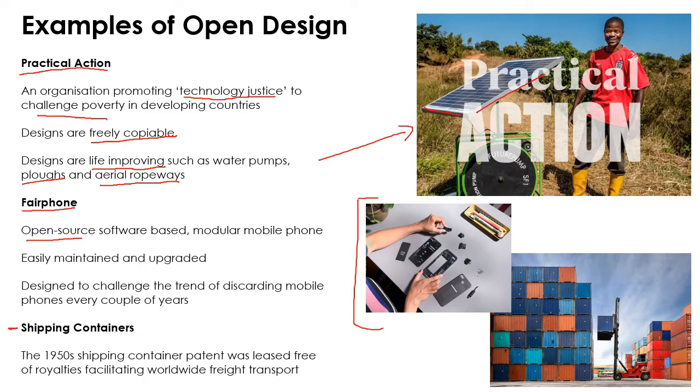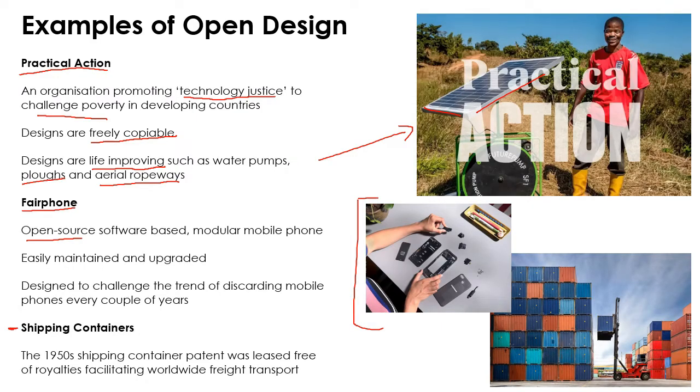And the last example, this one, shipping containers, which is really interesting. You might not think so because it's about shipping containers. But in the 1950s, the company or person who invented the shipping container basically leased the patent for it for free. They made it free. They said that anyone can access it. Now, the reason they did that is that they wanted to help facilitate freighting and use of shipping containers worldwide.